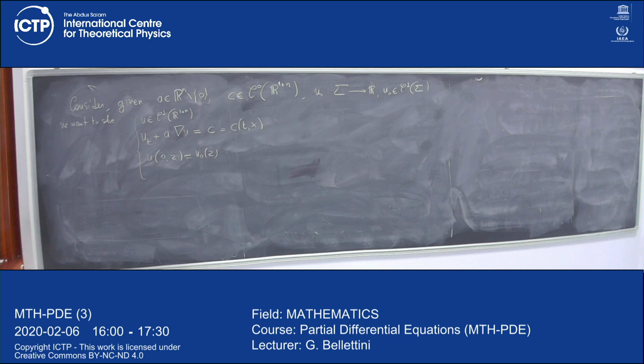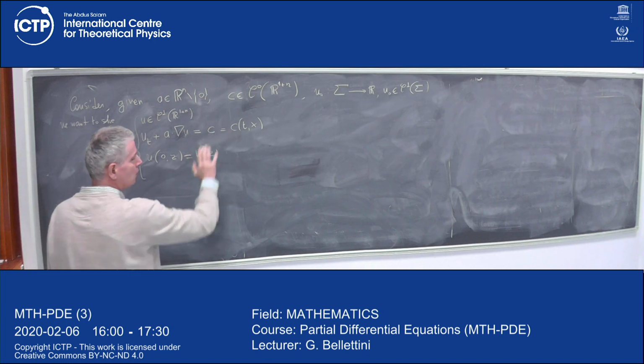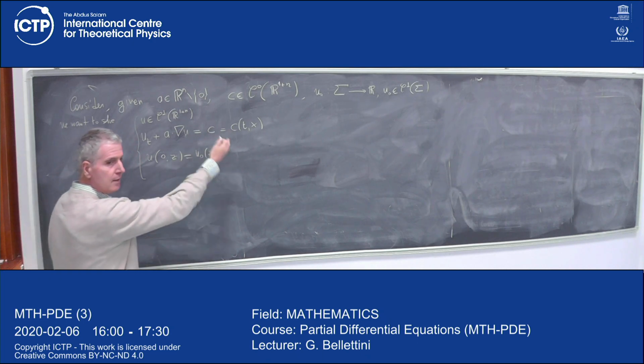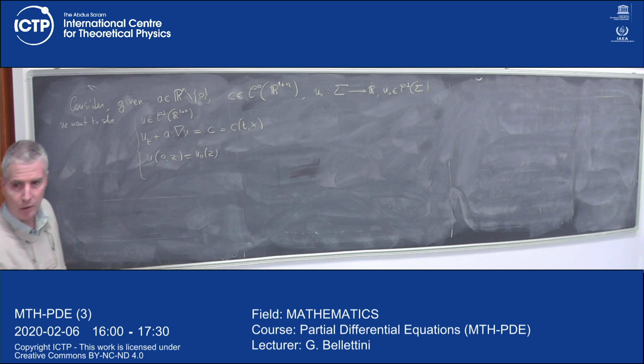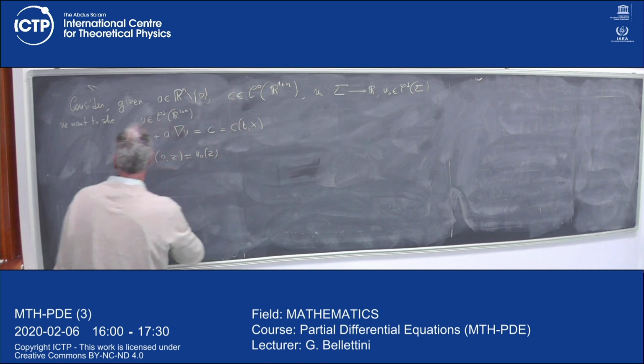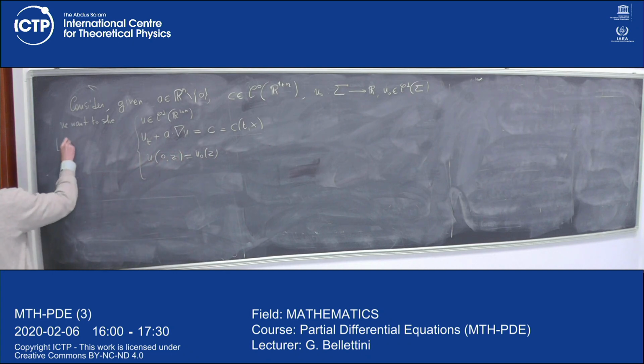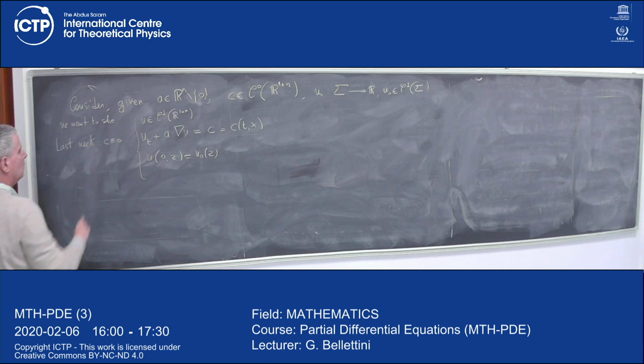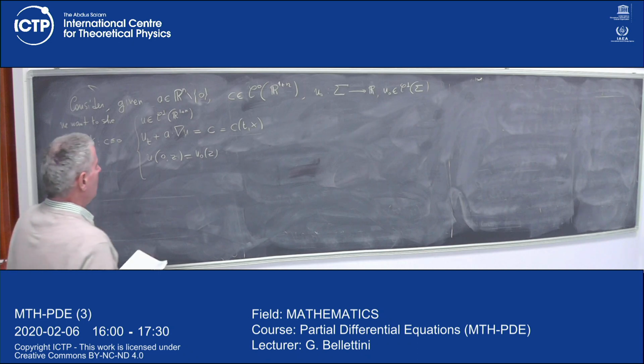So it is clear that this is a generalization of what we did last week, because this is now not homogeneous, in the sense that the right-hand side is non-zero anymore. Okay, so we have this term here. Last week it was the identically zero function.